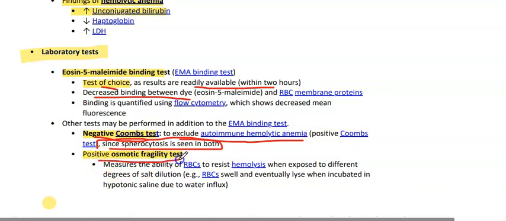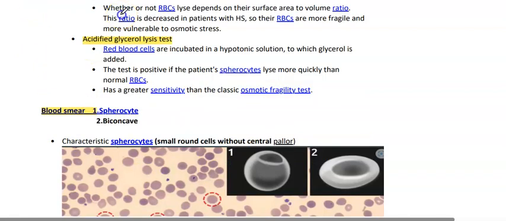Then we have the positive osmotic fragility test, which measures the ability of RBCs to resist hemolysis when exposed to different degrees of salt dilution. For example, RBCs swell and eventually lyse when incubated in hypotonic saline due to water influx. So RBCs depend upon their surface area to volume ratio. The ratio is reduced in patients with HS, so the RBCs are more fragile and more vulnerable to osmotic stress. When we put these cells in hypotonic solution, water moves into the cells, and these cells are unable to bear the osmotic stress, so they rupture easily.